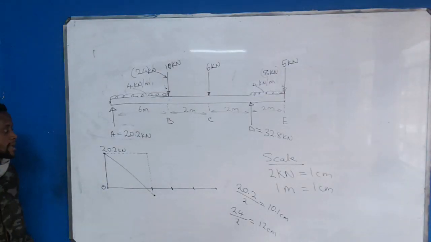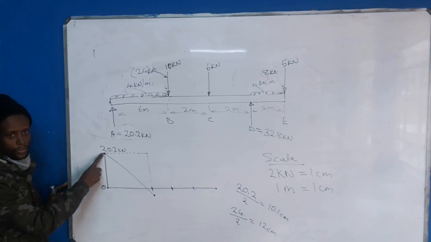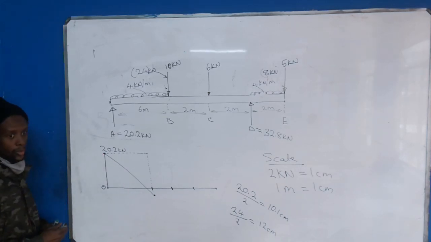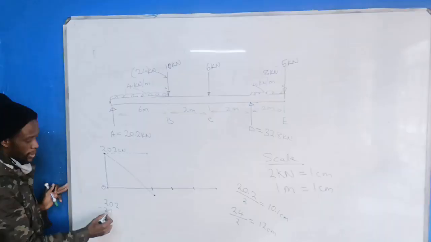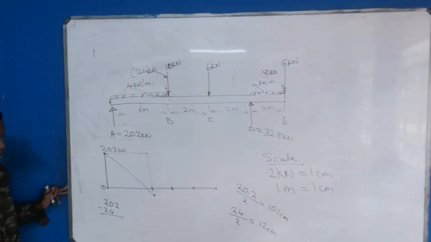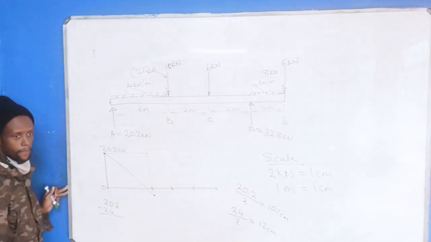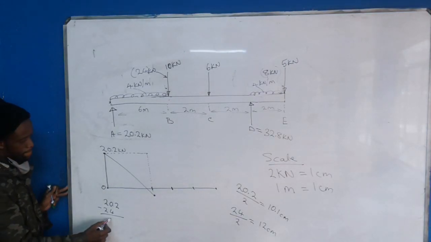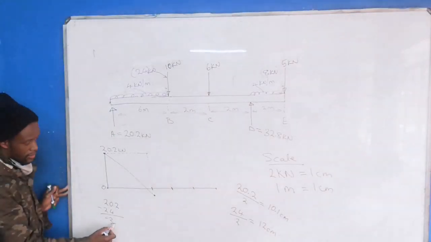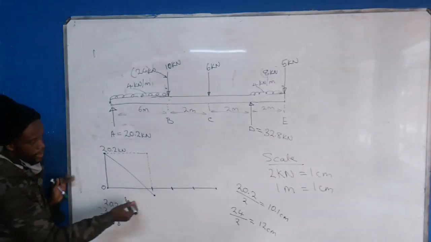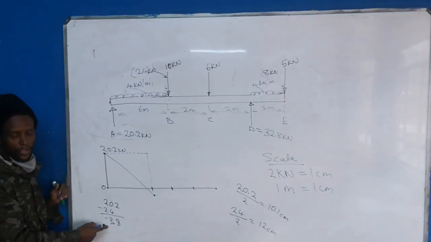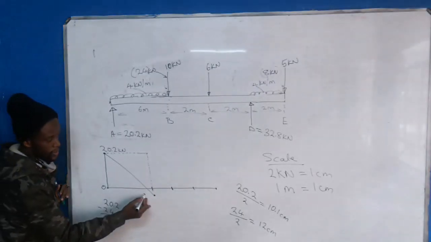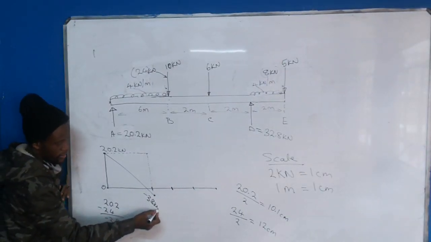Okay. Fine. So now, we gave this a value. We need to give this a value as well. How do we give those values? We were at 20.2. We went down by 24. When you go down, it's a minus. 20.2 minus 24 is how much? 3.8. That's the value. It's not 24, it is this. When they ask you to draw the shear force diagram, they want these values. So this we will call negative 3.8 kilonewtons.